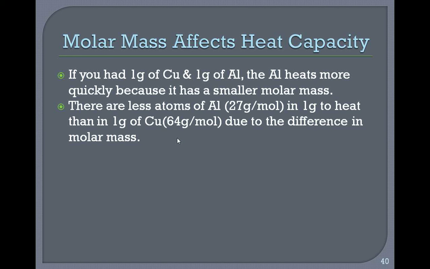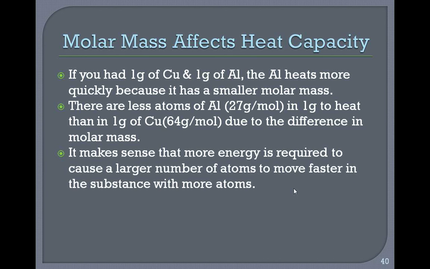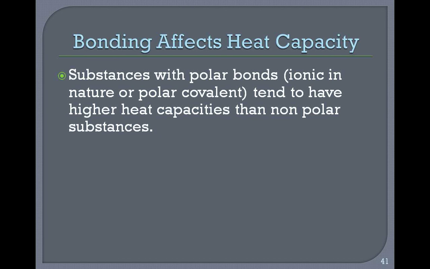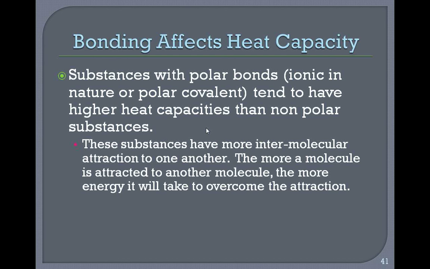If you had 1 gram of copper and 1 gram of aluminum, the aluminum heats more quickly because it has a smaller molar mass. There are more atoms of aluminum, 27 grams per mole from the periodic table, in 1 gram to heat than in 1 gram of copper, which is 64 grams per mole, periodic table again, due to the difference in molar mass. It makes sense that more energy is required to cause a larger number of atoms to move faster in the substance with more atoms.